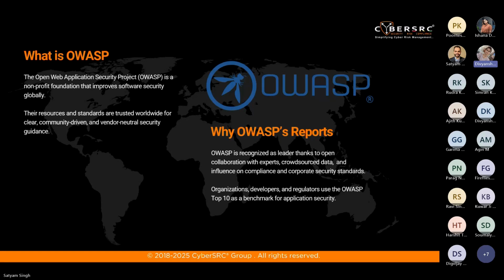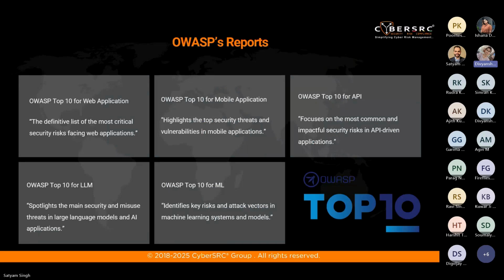Because of this, organizations, developers, and even government regulators often rely on OWASP as a trusted foundation for web security best practices. In short, OWASP helps us understand the biggest security risks in modern web applications and provides the tools and knowledge to protect against them effectively. Today, I will be talking about the OWASP Top 10, which highlights the most critical security risks for web applications. Understanding these is a crucial step in building secure software and keeping users safe.